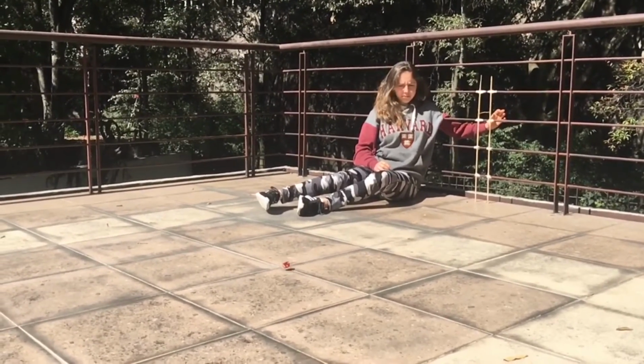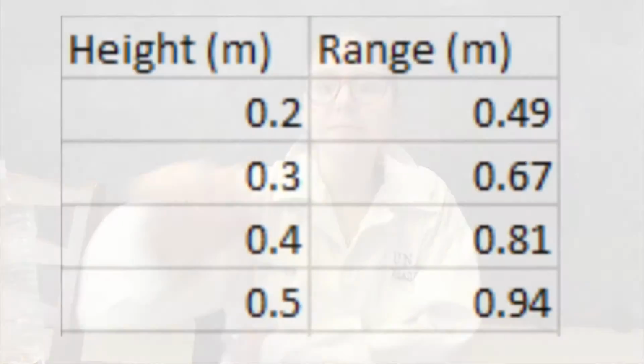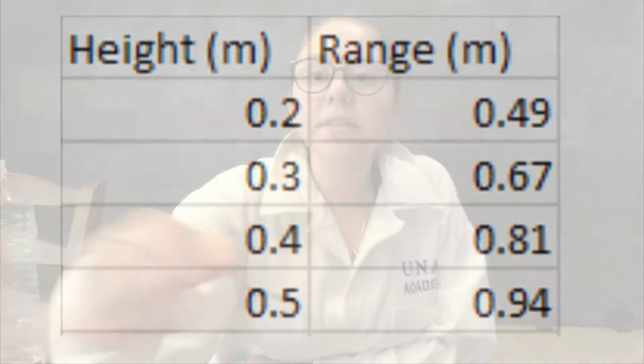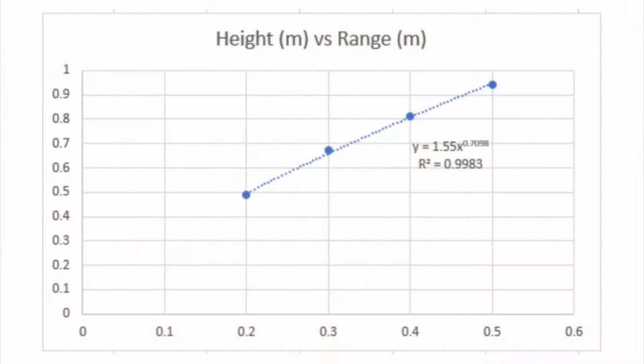Quite interesting, isn't it? To test my hypothesis, I collected the data in this table and then represented it on this graph with 2 functions. Inside the graph, we can see that the x-axis represents the height, being the independent variable, and the y-axis the range, representing the dependent variable.